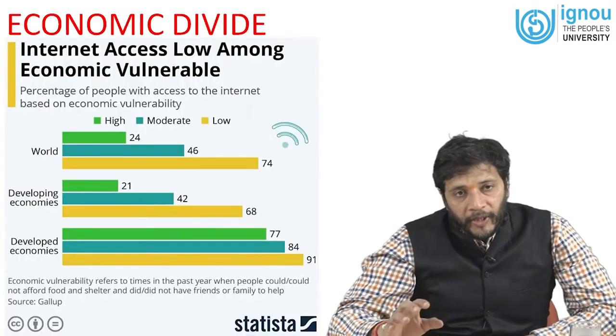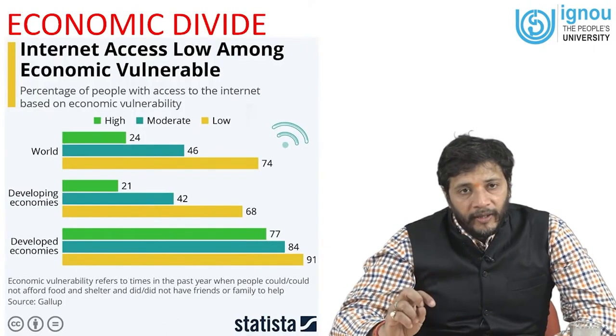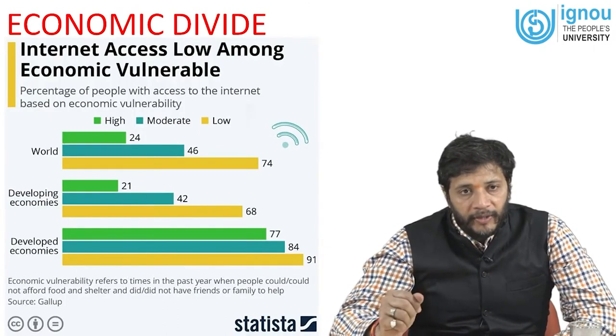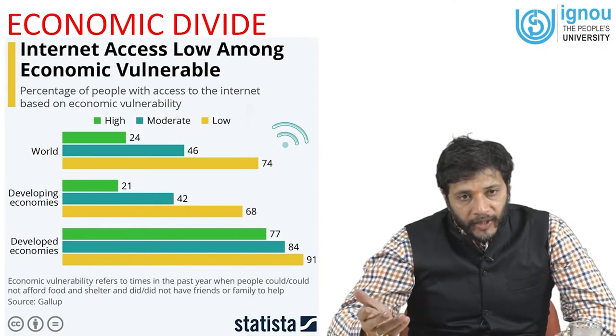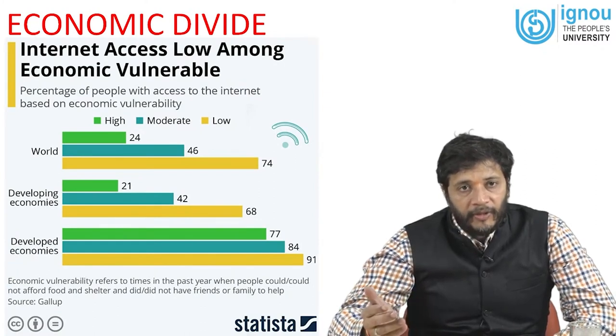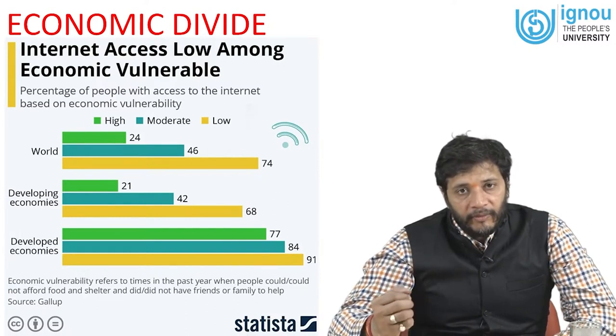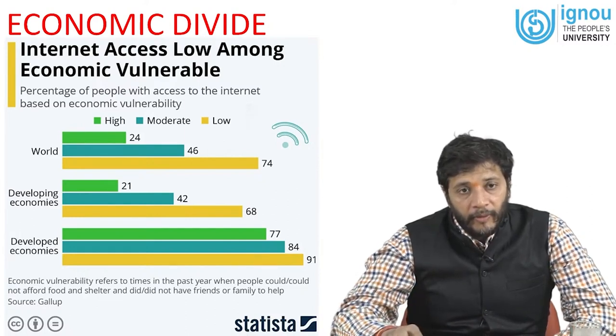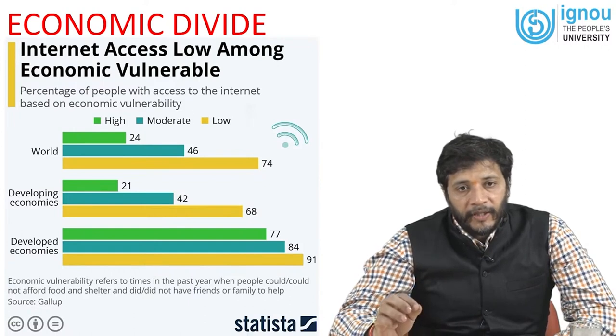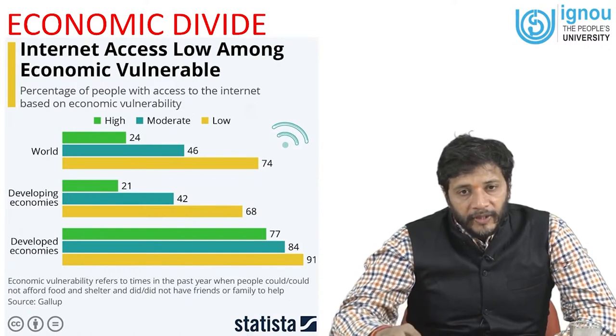As I have talked about the economic divide, if we see this particular image, we see how the developing economies are using it and how the developed economies are using it. Internet access becomes low among economically vulnerable countries, and this is something which is there.